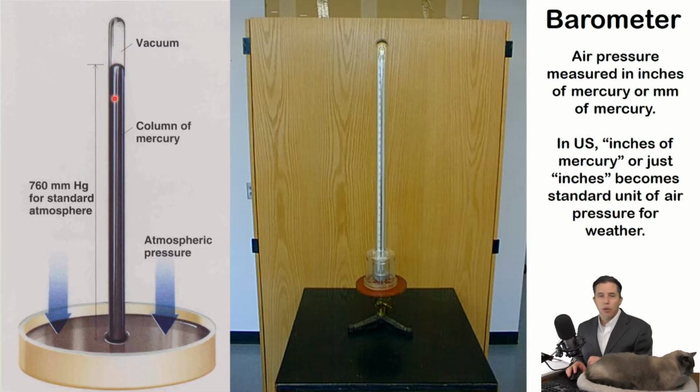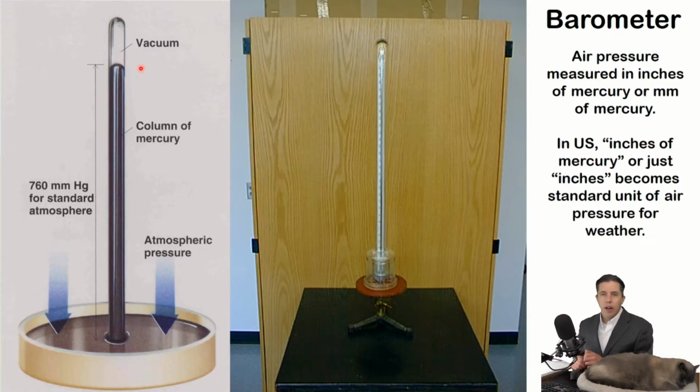And so what did they do? They measured this distance in inches or in millimeters. So a unit of air pressure became inches of mercury or millimeters of mercury, and it was just this height. That was the unit that they figured out.